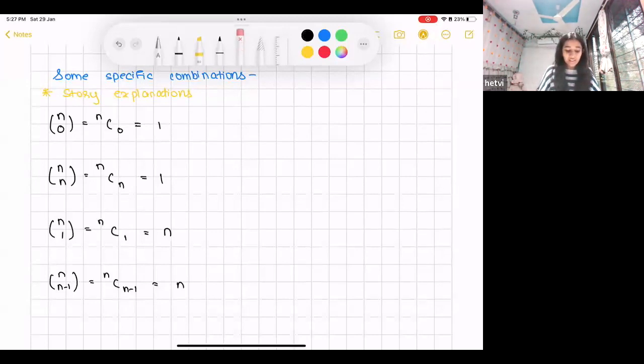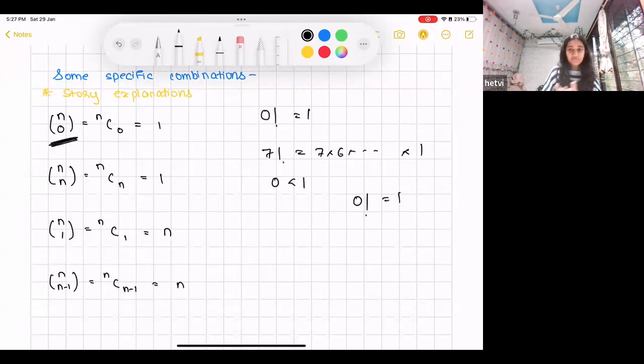Usually people get confused because 0 factorial is equal to 1, which does not make sense. 7 factorial is 7 into 6 into 5 into 4 and so on up to 1. But 0 is less than 1, so you cannot have up to 1. So 0 factorial intuitively does not make sense. For things like nC0, it's easier to understand it by a story. The story was, out of n things, you have to select 0, you have to do nothing.